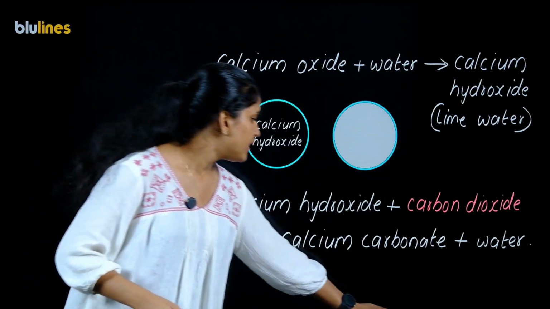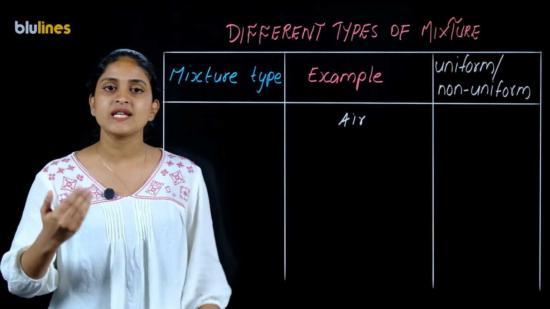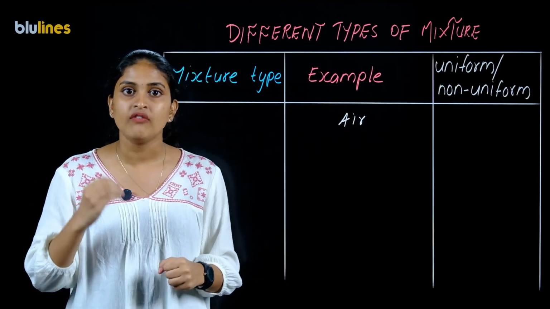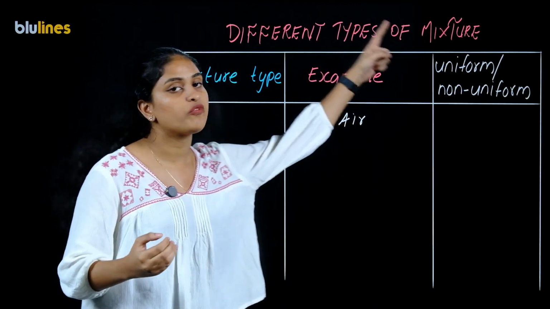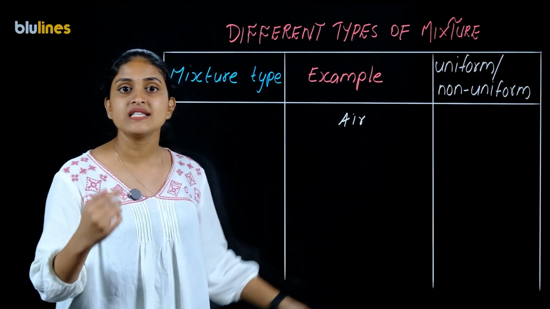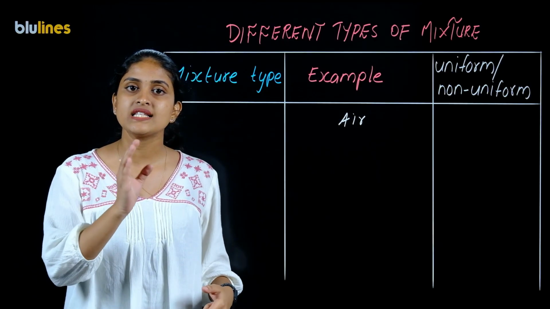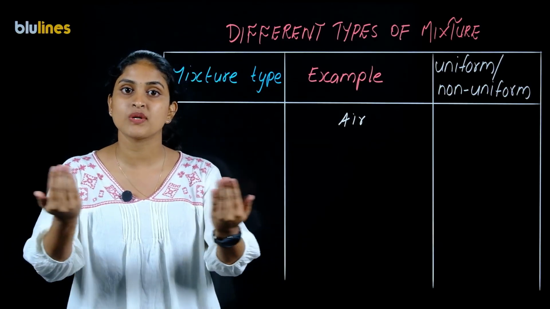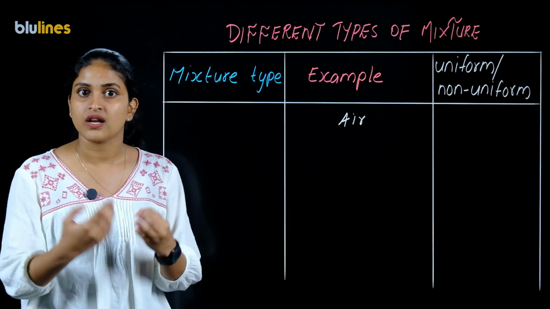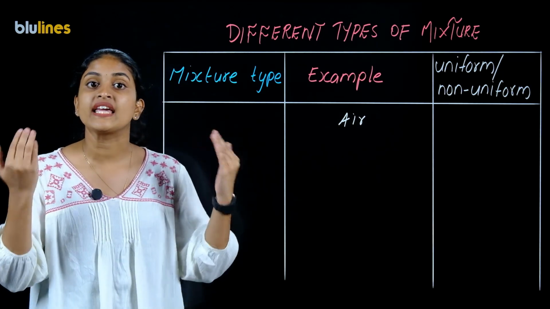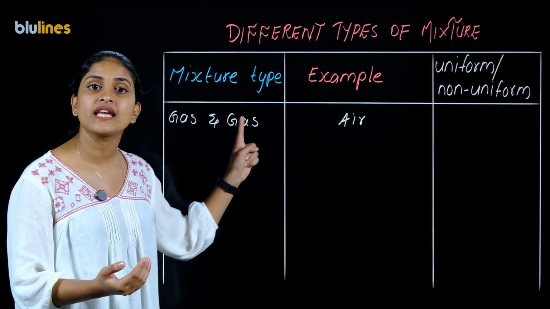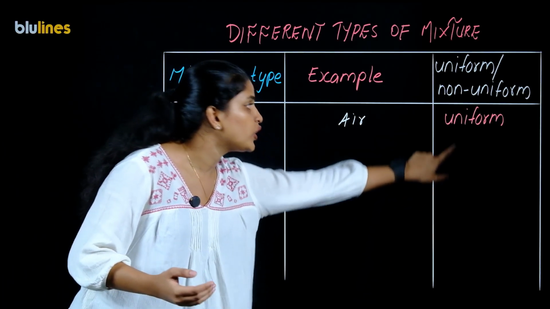Now, based on the existence of these components in different phases or states, we could say that different types of mixtures exist. The very first example is air. As I have already mentioned, air is a combination of different types of gases, right? It consists of argon, nitrogen, oxygen. All of them are gases. So, this air is an example of a gas and gas mixture, and it is uniform.